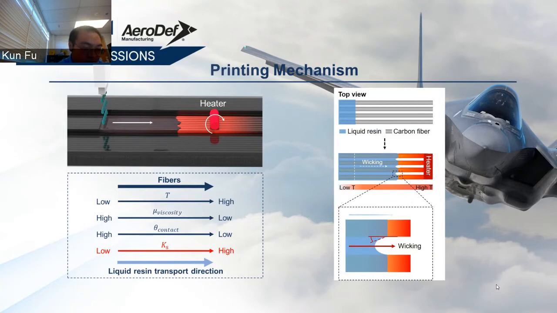So the higher number of the KS value indicates the whole system will have much stronger capability to absorb and to trigger the flow of our resins. Based on those capillary forces, and also the dynamic change of the surface tension between the resins and the carbon fibers, we can motivate the flow of the resin and finally get a very high volume fraction and successful 3D printing of composites. Okay, there you go, next.